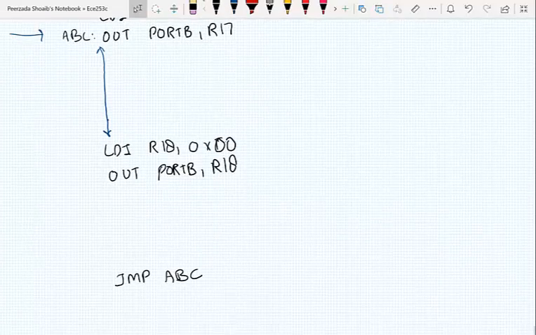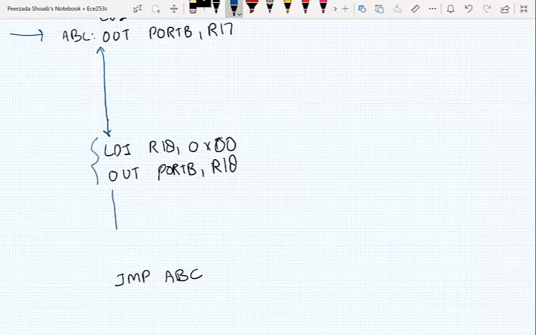After that I'm turning the LED off again, and then again some delay so that we can see that the LED is actually blinking. Then I am repeating the whole process, turning them on, delay, off, delay, again and again. So how can we incorporate delays here?